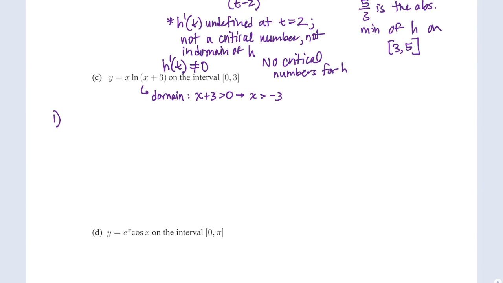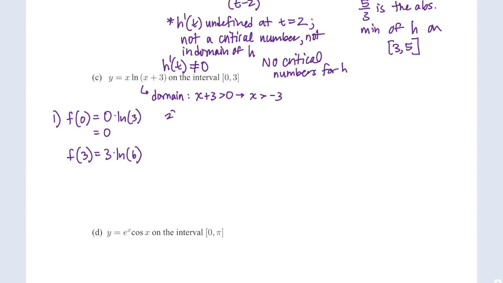So step 1, we'll compare the function values of the endpoints. I'm going to call this f, so f of 0 would be 0 times natural log of 3, so that's just 0. And then f of 3 is 3 times natural log of 6. I don't know exactly what that is, but I know that it's positive because natural log of e is 1, so natural log of 6 is going to be bigger than 1. All right, so we've got these two function values on the endpoints taken care of.